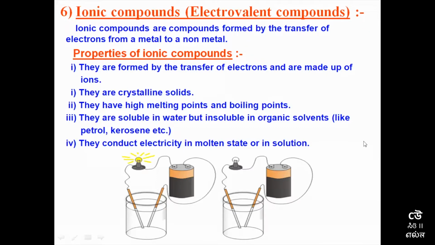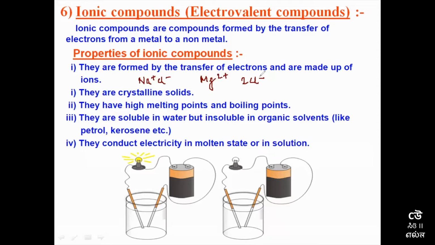So, some properties of ionic compounds: they are formed by the transfer of electrons and are made up of ions. For example, sodium chloride is made up of sodium and chloride ions. Magnesium chloride is made up of magnesium ions and two chloride ions. So that is how we can say that these ionic compounds are made up of ions.